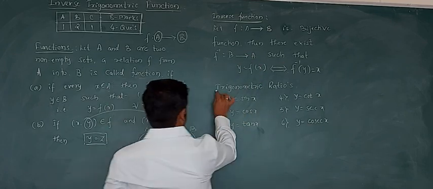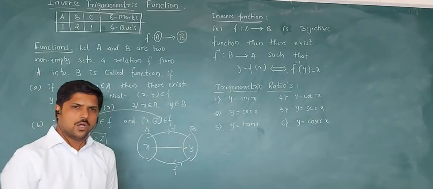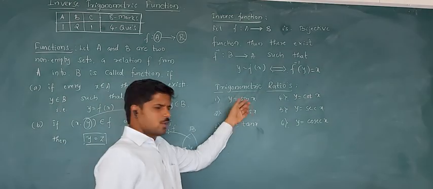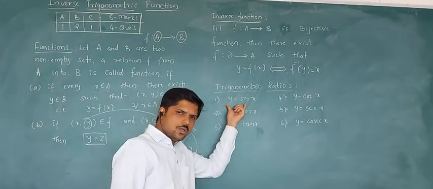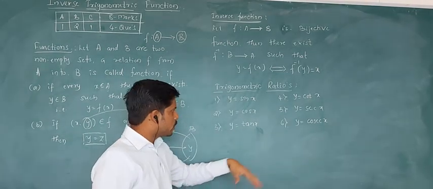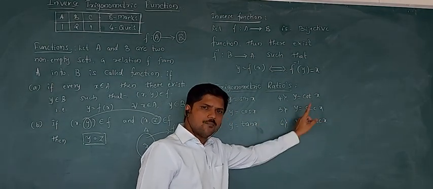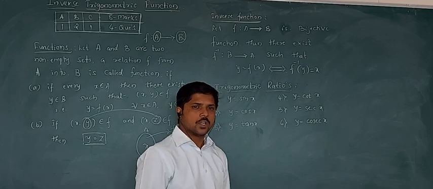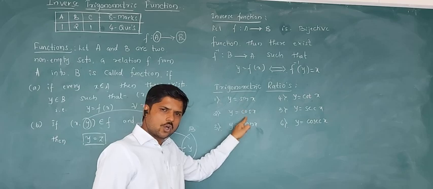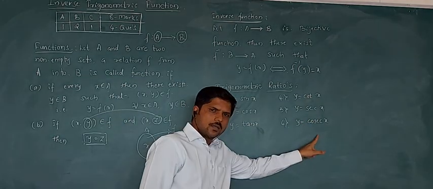And also, in the first year we know the trigonometric ratios. We have a total of 6 trigonometric ratios. First one, y equal to sin x, because it is a function. y equal to sin x, y equal to cos x, y equal to tan x. Fourth one y equal to cot x, y equal to sec x, y equal to cosec x. So try to remember in this order only. The first 3 are sin, cos, tan. The next 3 are cot x, sec x and cosec x.